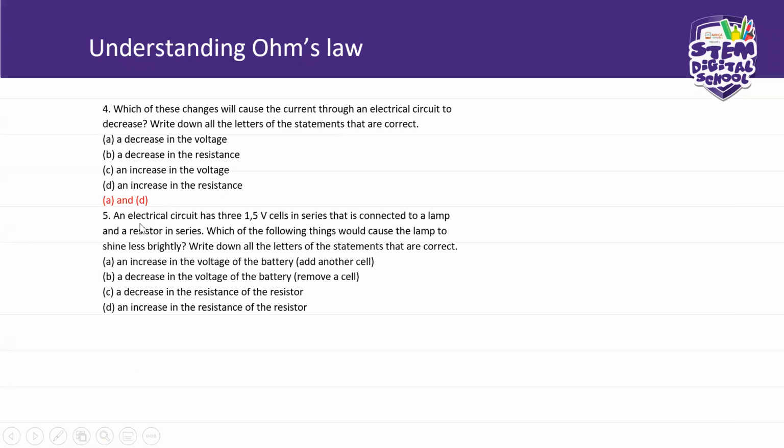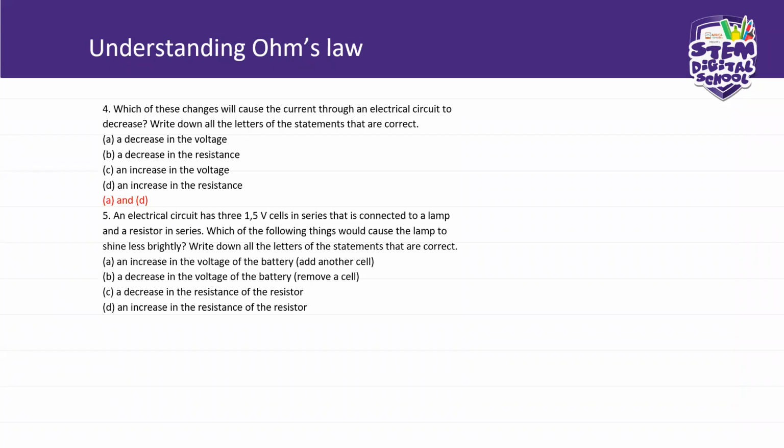Right. An electrical circuit has three 1.5 volt cells in series that is connected to a lamp and a resistor in series. Which of the following things would cause the lamp to shine less brightly? Write down the letters of the statements that are correct. A: an increase in the voltage of the battery, add another cell. B: a decrease in the voltage of the battery, remove a cell. C: a decrease in the resistance of the resistor. D: an increase in the resistance of the resistor.